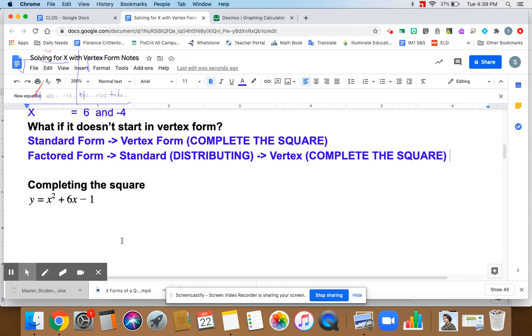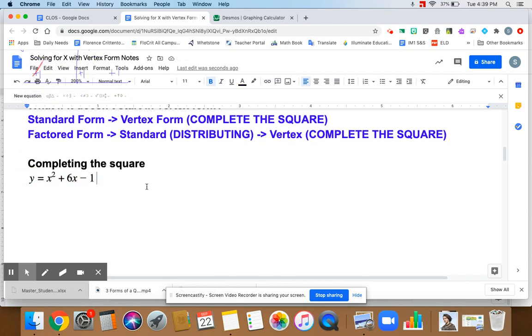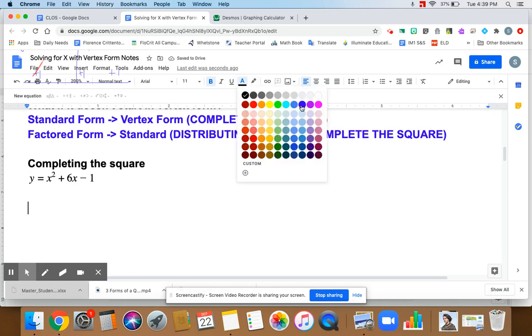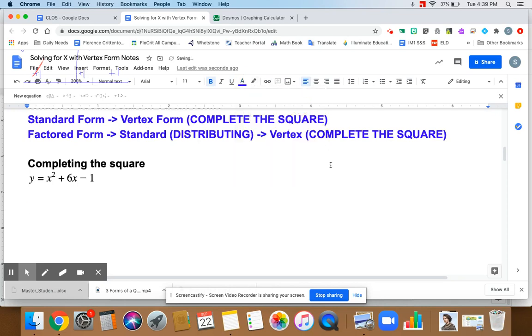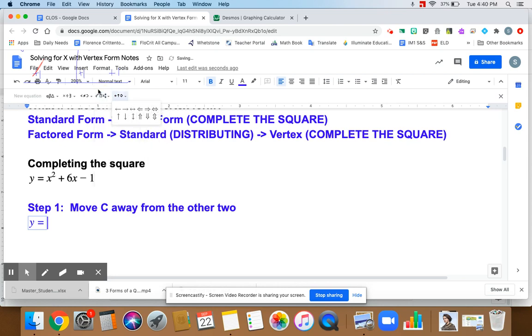So this one is in standard form right now. And then these are the steps for completing the square. This is how you change it. Step 1, move C away from the other 2. This is a really easy step. Where I'm going to move C away all the way over here. I'm not going to think about C for a second.